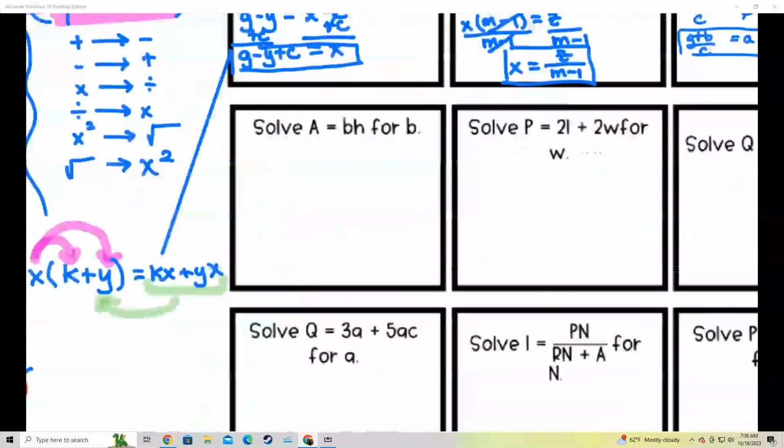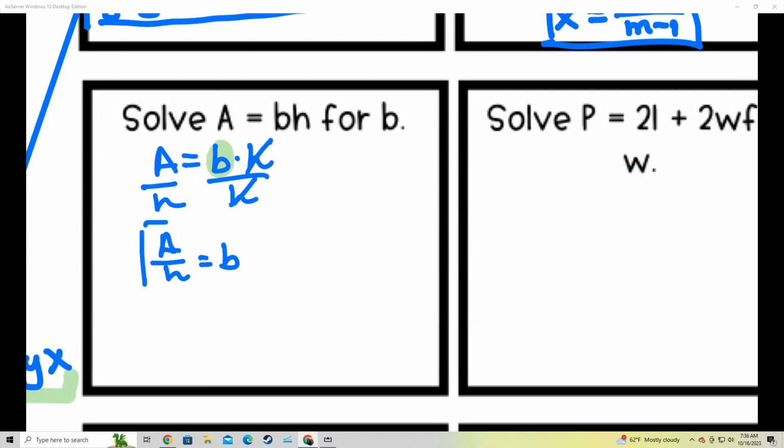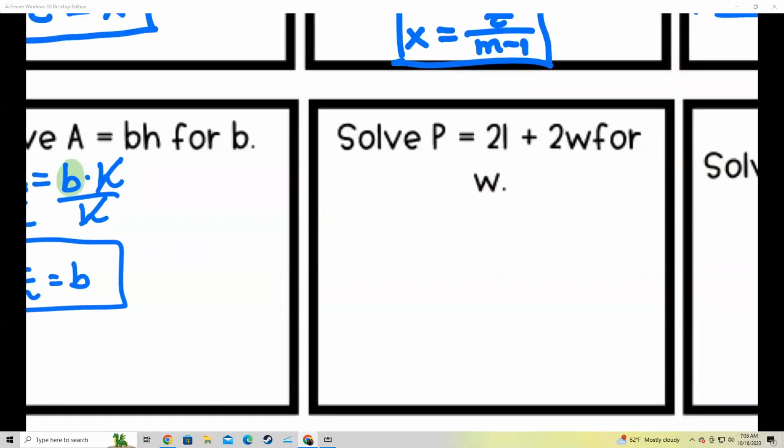All right, halfway done. I don't know why these are in such a random order. Some of these are really easy, some of these are way more difficult. On this one, I want to solve for b. Well, I just need to get rid of the times h. So divide both sides by h. These are going to cancel. I get a over h is equal to b, and we are done. I like problems like those. Those are easy.